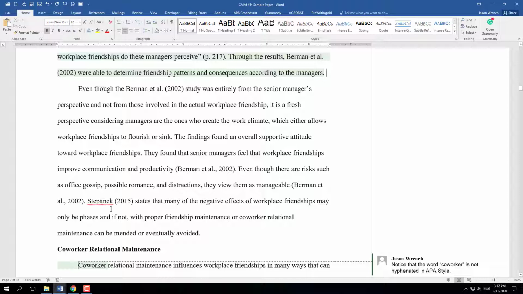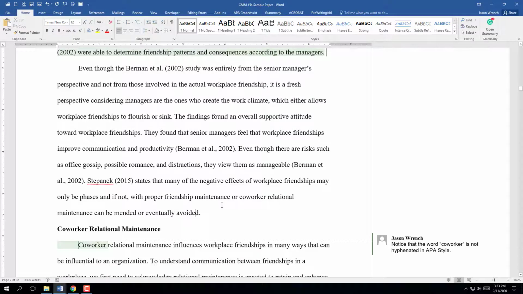Now, when you get to the end, this is one thing I want you to pay attention to. Right down here we have Stepanek 2015 states that many of the negative effects of workplace friendships may only be phases, and if not, notice this, with proper friendship maintenance or coworker relational maintenance they can be mended or eventually avoided. So notice what we've just done there. We've actually set up the next section. And that's one of those things that is really good whenever you write a literature review: when you get towards the end of one section, you set up the next section. Again, it links things together and makes it read as if it is a cohesive paper and not a bunch of disjointed sections.